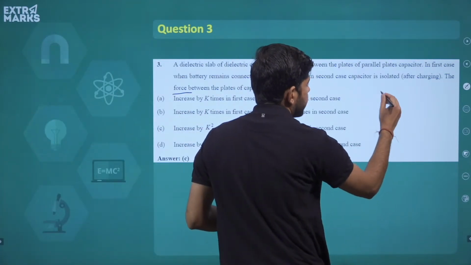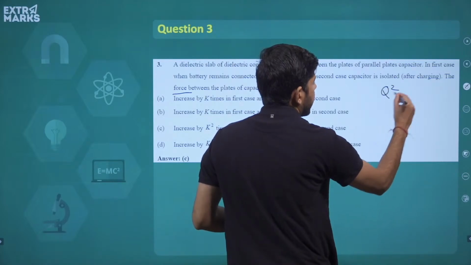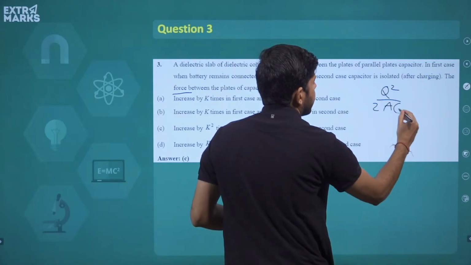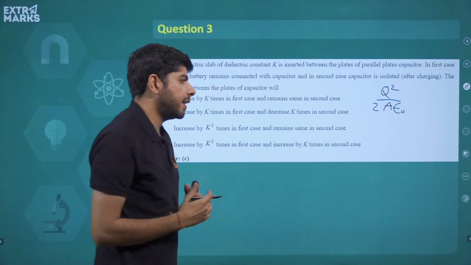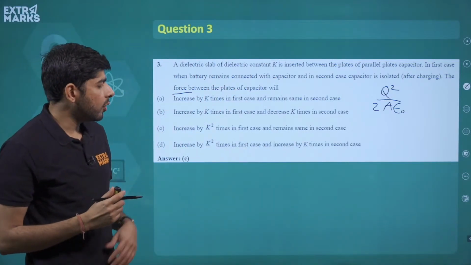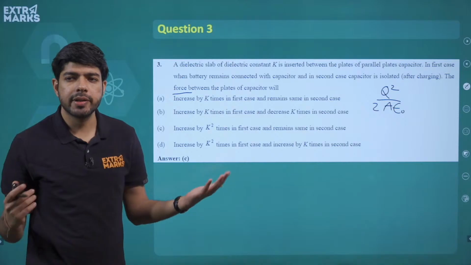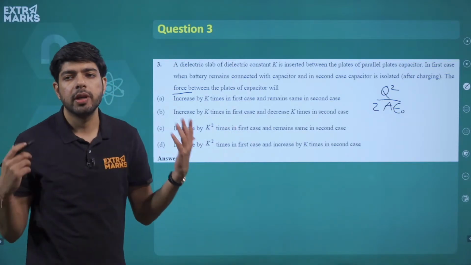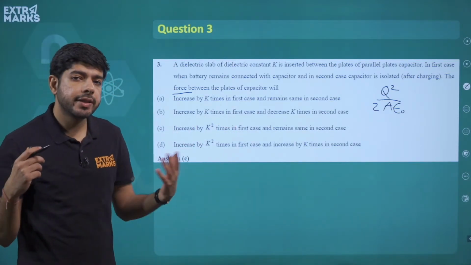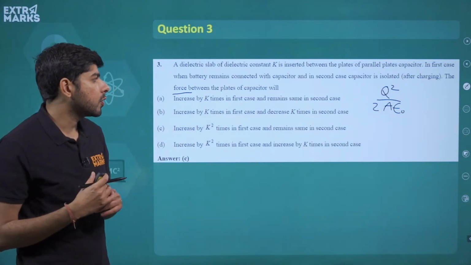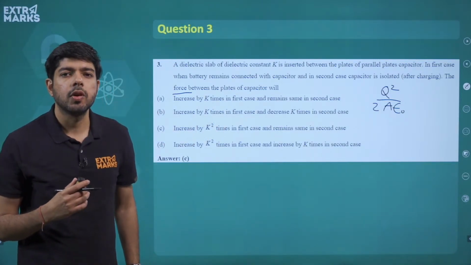The formula is pretty simple. It is Q square by 2A epsilon naught. Alright, that is the formula. Now A is of course constant, area, epsilon naught is constant, Q is changing. If Q changes, then the force will also change. That is what we need to think about.